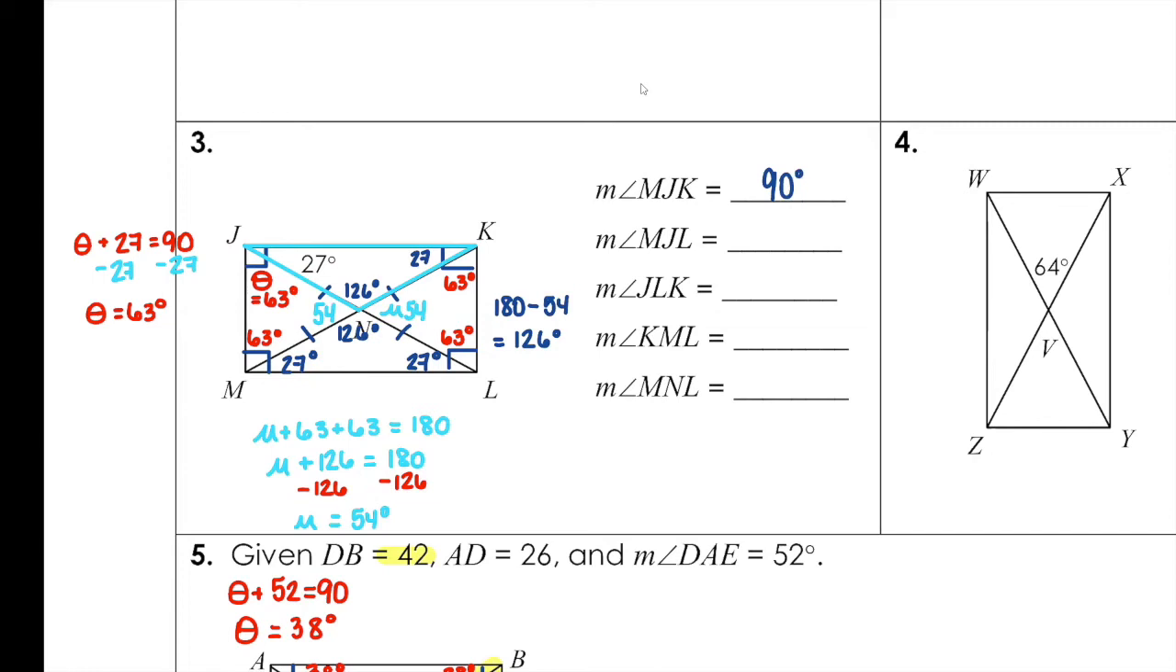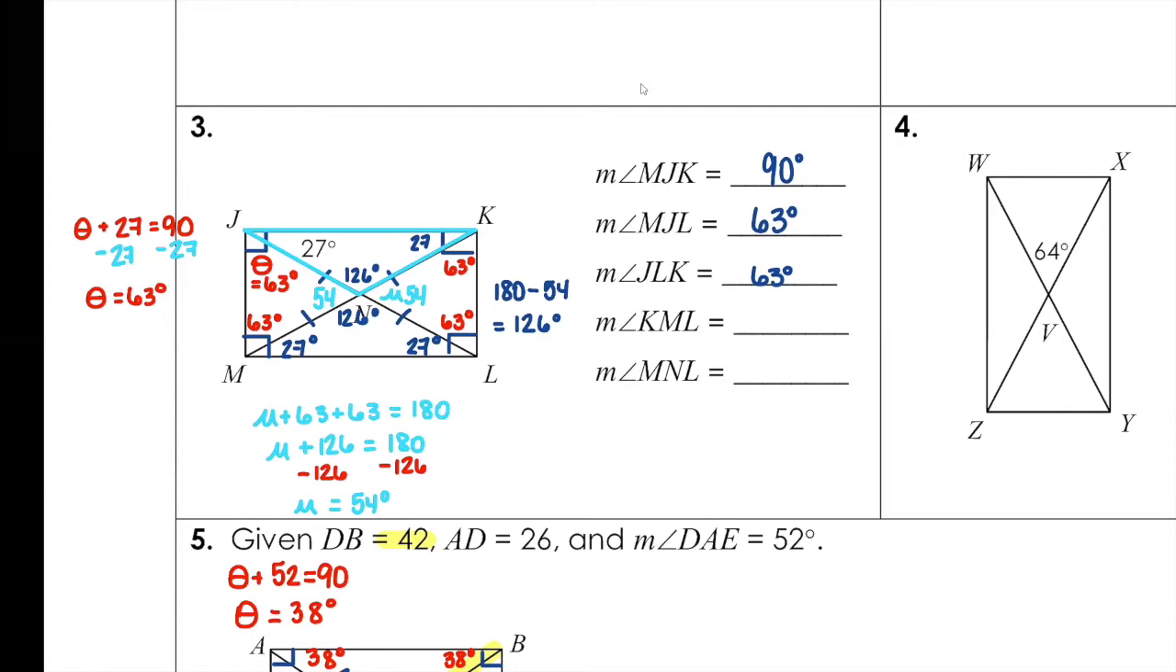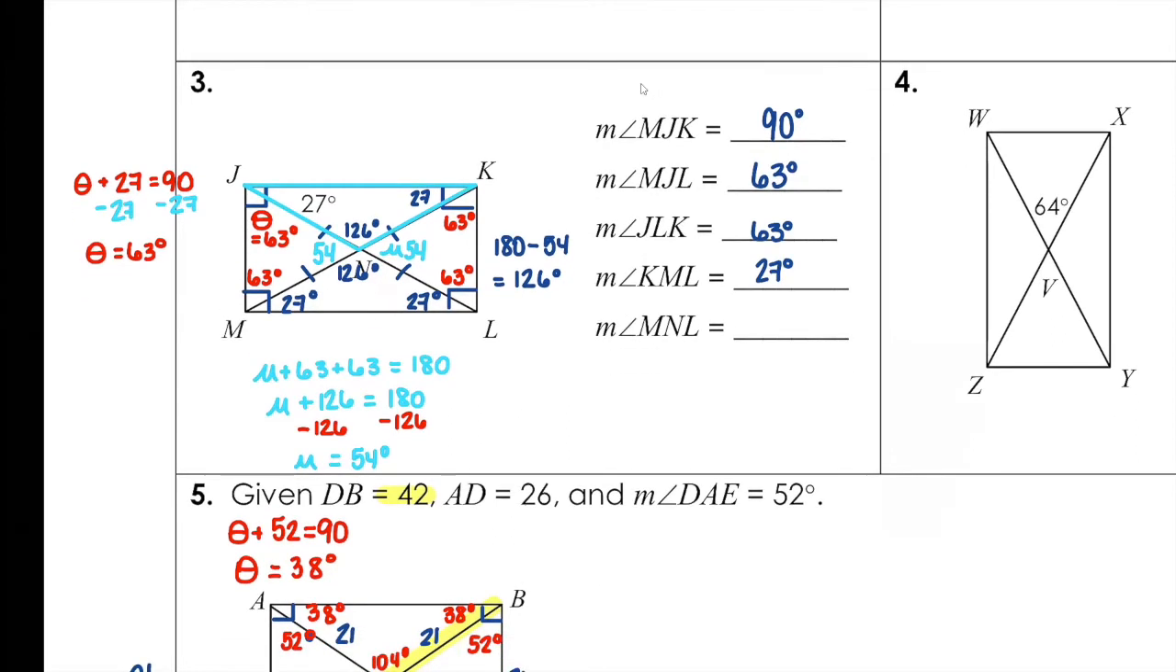MJL. JLK. 63. KML. 27. And MNL. 126. You guys are rock stars.